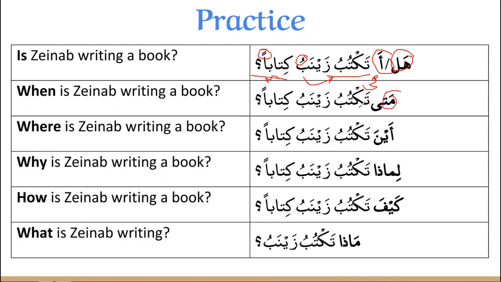Mata. If we add mata to the same sentence, it will make, when is Zainab writing a book? Aina is where, right? Where is Zainab writing a book? Limaza. Why is Zainab writing a book? Okay. And you can see kaifa. Kaifa means how. How is Zainab writing a book? And maza is what. So we can ask the question, what is Zainab writing? So maza taktubu Zainabu. The answer will be kitab, right?